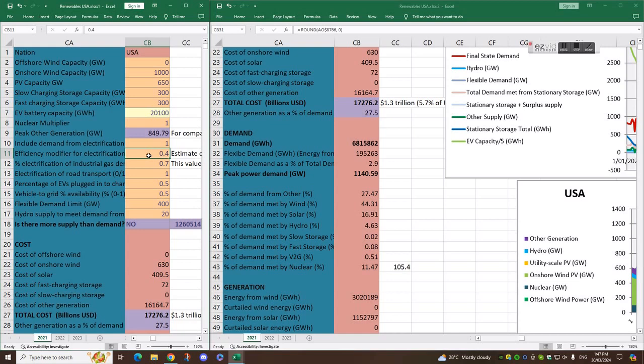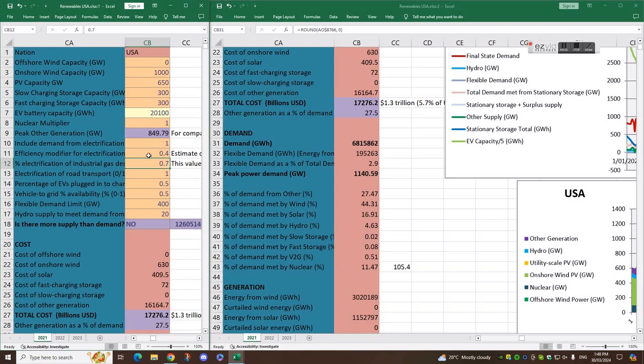Studies on this show the electric heat pumps only use around 30% as much energy as the gas heating, but I've put in a higher number because we're also replacing the gas cooking and gas hot water heating, where the efficiency gains aren't quite as large. So I'm saying 40%. So we're going to use only 40% of the electrical energy to replace all of that gas energy. You can change that based on your own research, but I came up with 40%. So anything between 0 and 1 there.